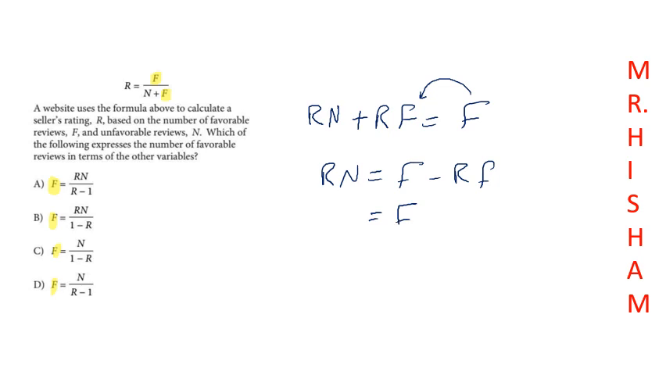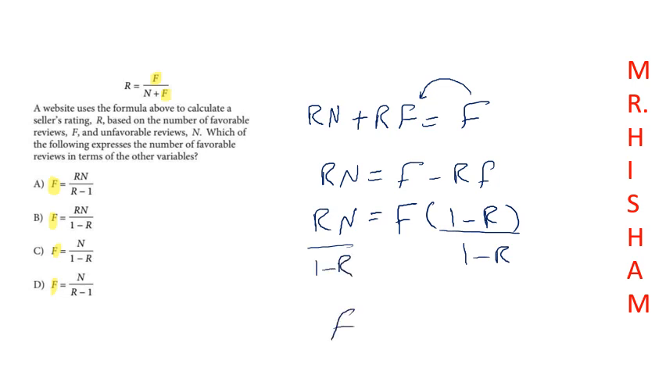By taking f as a highest common factor, it's f times 1 minus r. And here is rn. So I'm going to divide both sides by 1 minus r. So f is equal to rn over 1 minus r. So the right answer is B.